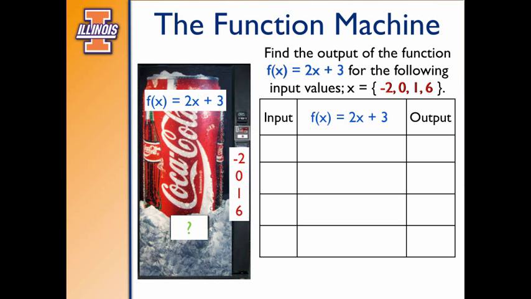My rule goes in the middle. My input values, and again, they're going to be my x's, go on the far left. In this case, I've got negative 2, 0, 1, and 6. And my outputs, f of x, are going to go on the far right.